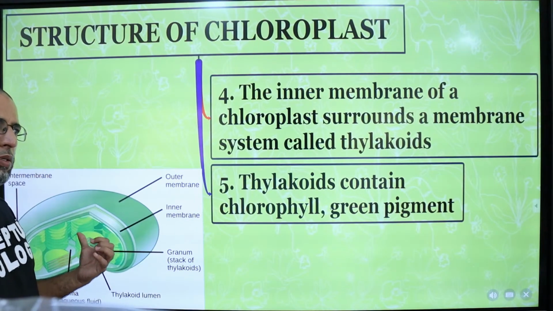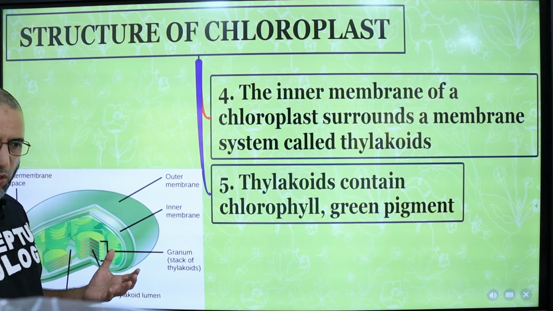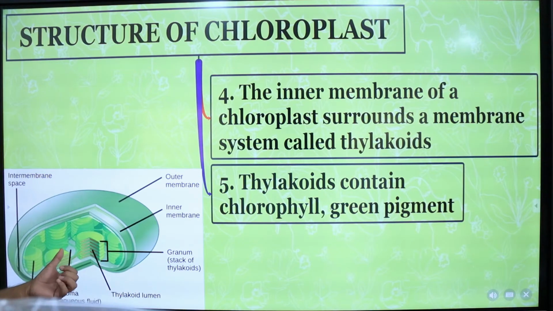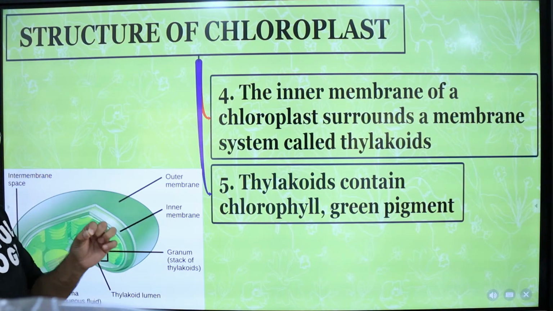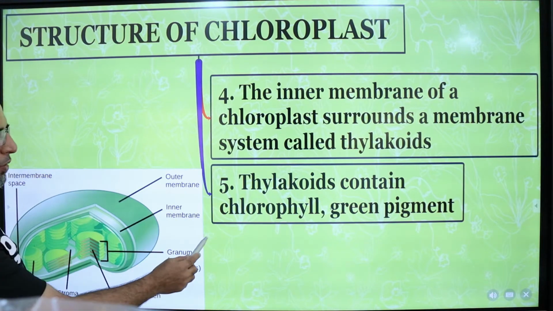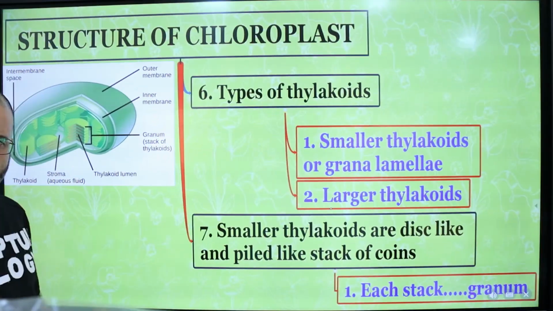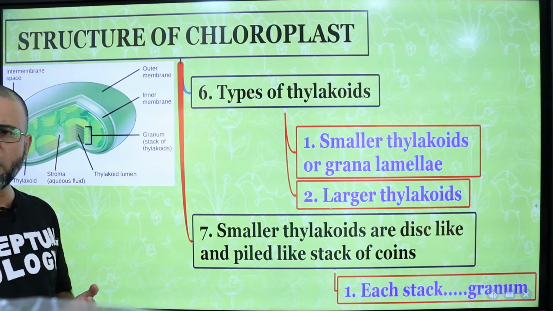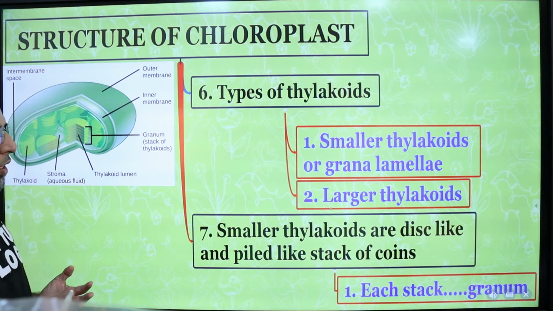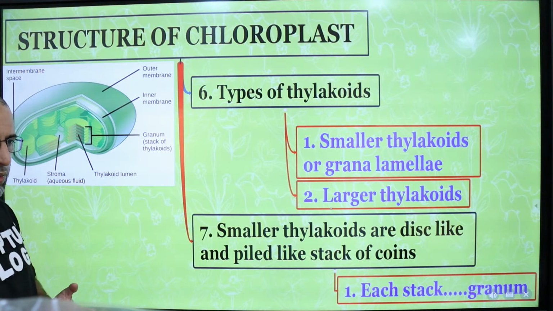Inside the chloroplast, a system of membranes is present that is called thylakoid membrane, and thylakoid membranes contain green pigment which is called chlorophyll. There are two types of thylakoids. One is smaller thylakoids, also known as grana lamellae, and the second is large thylakoids.